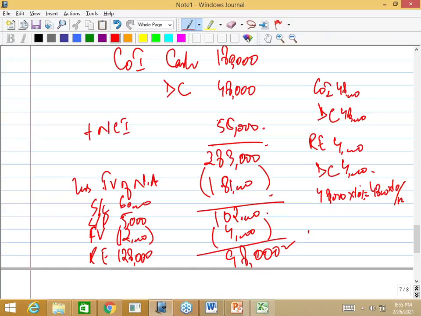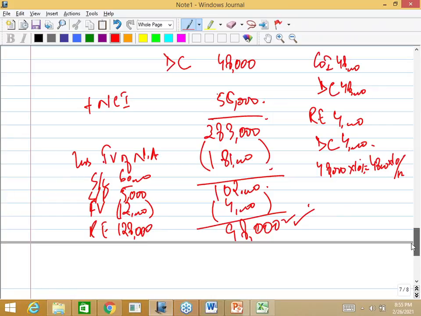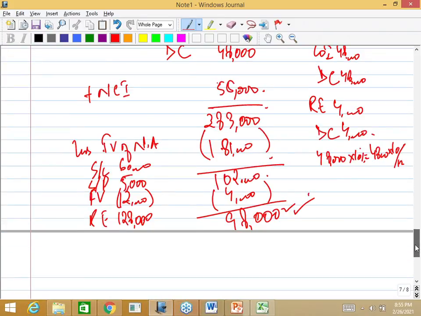Do you people want to ask anything about this 98,000 goodwill? Okay, that's fine. Non-current assets. This will be treated as a non-current asset in the SFP. So only profit and loss items will be a time-apportioned item. Yes.